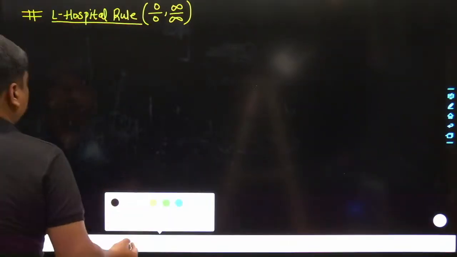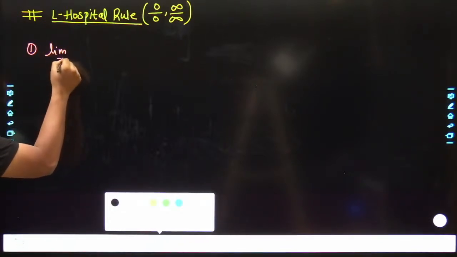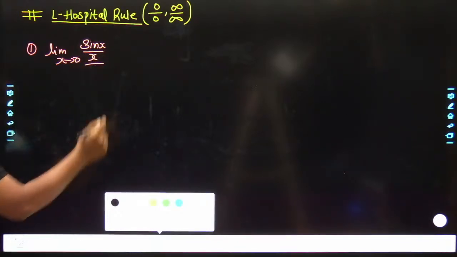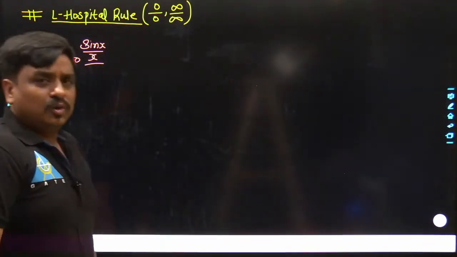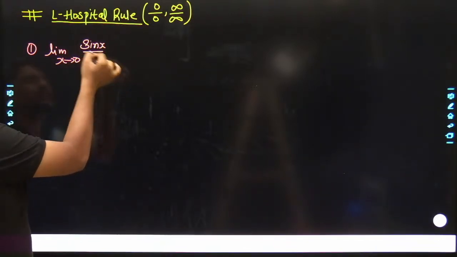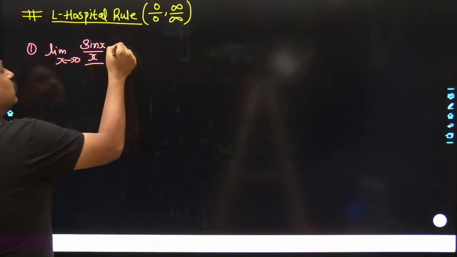If I take a few examples, the first problem is limit x tends to 0, sin x divided by x. Whether this problem can be solved using the L-Hospital rule or not: obviously yes, because once you feed x equals 0, the numerator becomes 0, and the denominator also becomes 0. It is an indeterminate form of 0 by 0.